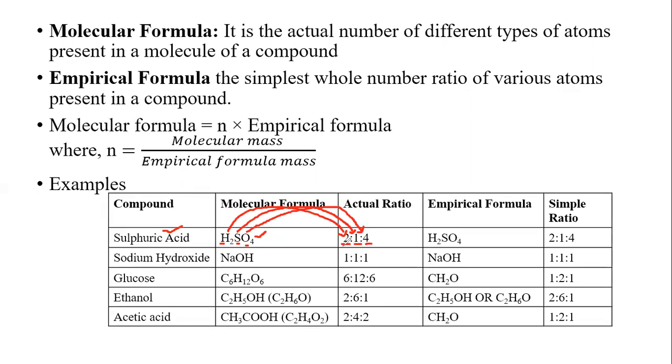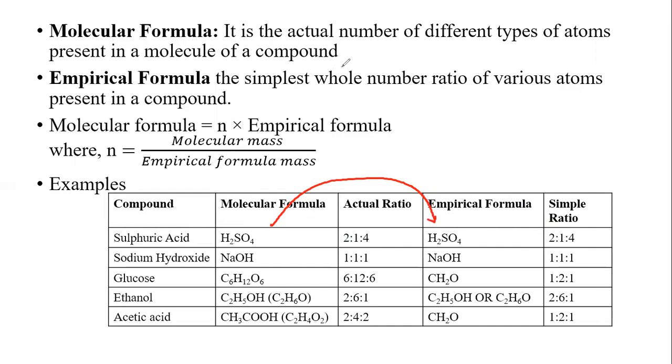2:1:4, and this ratio cannot be converted into a simpler form, meaning it is itself the simplest ratio. So arranging all these elements back into the simplest ratio, we will get a formula similar to the molecular formula. So we can say the molecular formula and the empirical formula of sulfuric acid are the same.